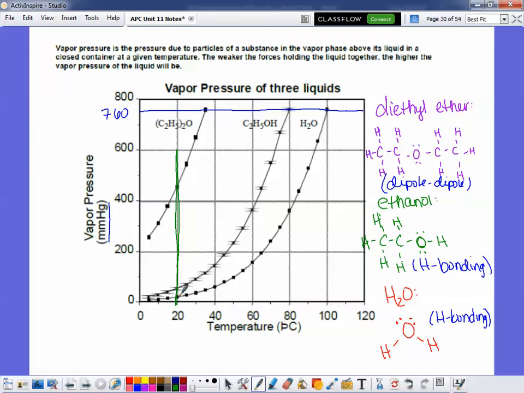At 20 degrees, water has the lowest vapor pressure, whereas diethyl ether has the highest. Okay? So in general, the stronger the intermolecular force, the lower the vapor pressure.